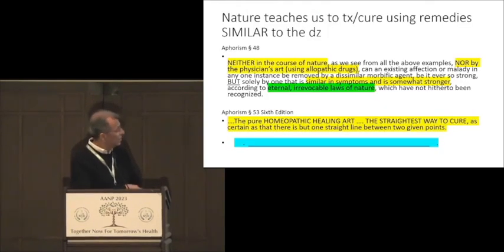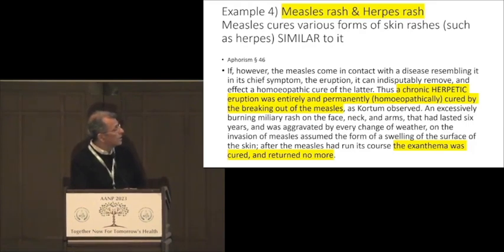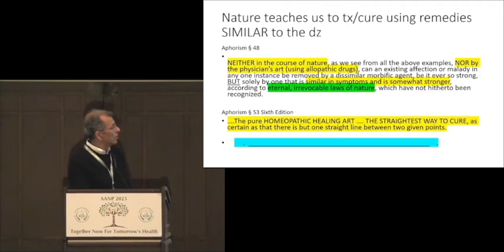So, now, look at this one. Let's say a person has chronic herpes, and there's a measles outbreak going around in the society. Measles rash could literally cure chronic herpes once and for all because it's similar, and measles is stronger. That's the kind of understanding you can arrive at if you understand the Organon.